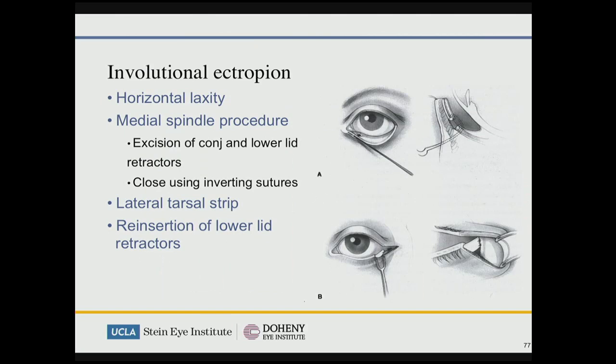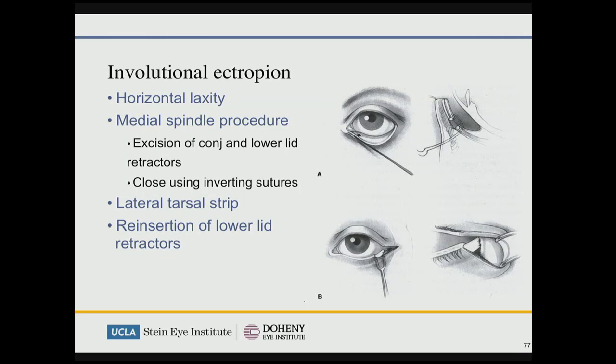Involutional ectropion is characterized by horizontal laxity, and if it's primarily medial, then you can do a medial spindle procedure, which is really just an excision of conjunctiva and lower lid retractors inferior to the inferior tarsal border, and then that's closed with these inverting sutures that bring the eyelid margin back to its normal position.